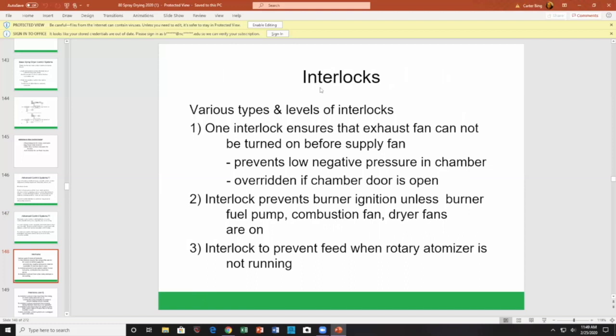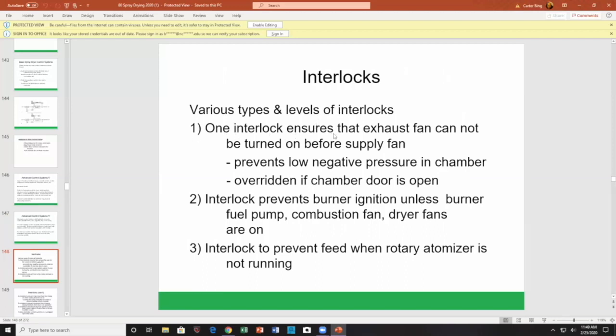Interlocks. One of the interesting things is the concept of interlocks. In elementary chemical engineering control courses, interlocks are hardly ever mentioned. But they ensure a level of safety. Let's see what some of them are.